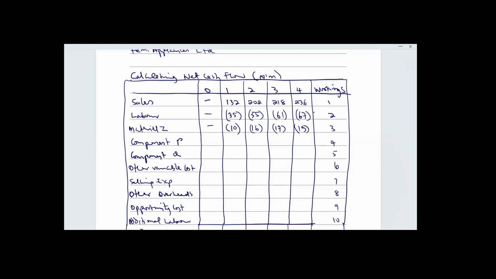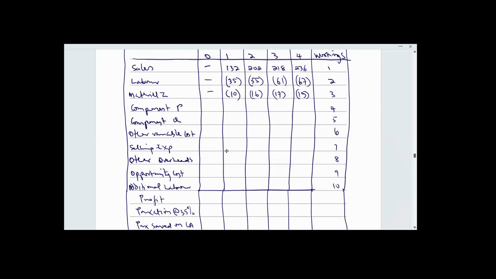Component P: 17, 26, 29, 31. Component Q: 7, 12, 13, 14.